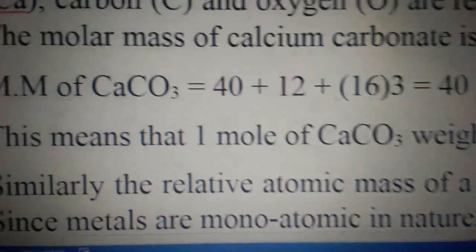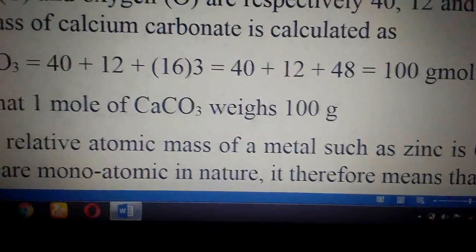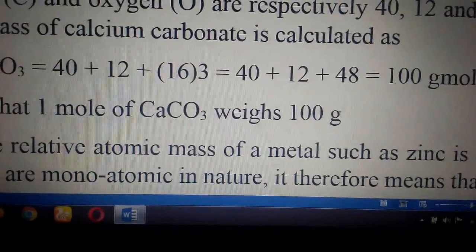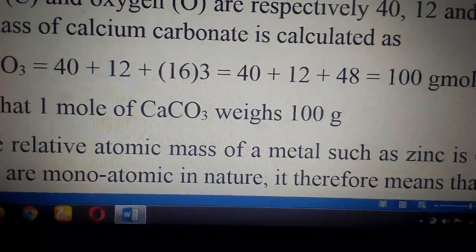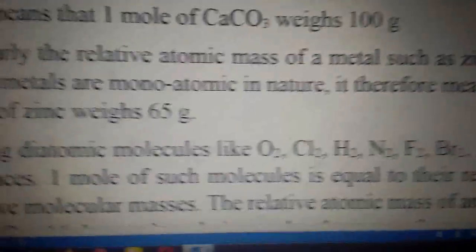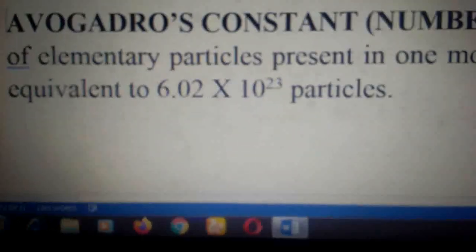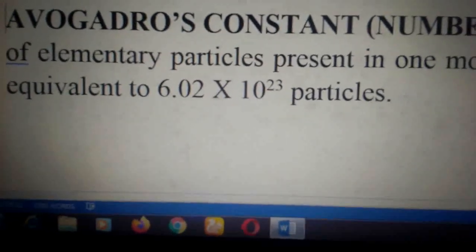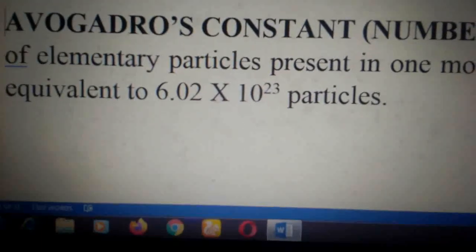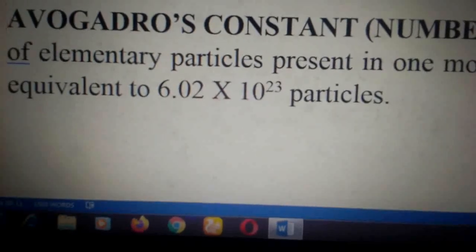We say that 1 mole of calcium carbonate is 100 grams, that's the molar mass. It means that in 100 grams of calcium carbonate, I'm going to have 6.02 times 10 to the power 23 atoms of the elements present in calcium carbonate. So we understand the concept of Avogadro's constant or number. This number represents the number of particles present in 1 mole of a substance, and these particles could be atoms, molecules, ions, or electrons.